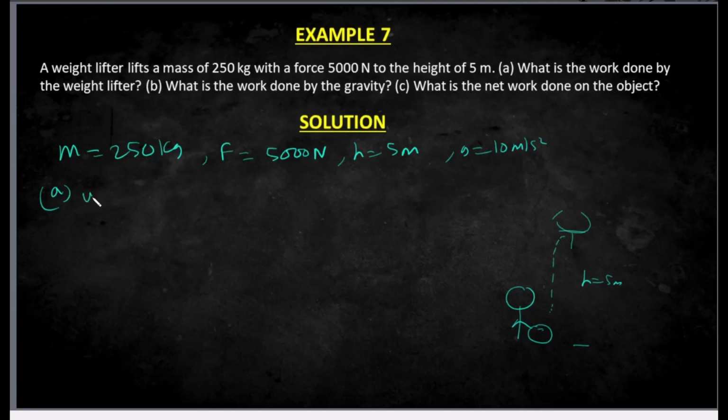So the work done is going to be force times the displacement, which is the h. The force the person uses, and the height to which it raises up. And this is a force done by the weightlifter, not by gravity. So the force is 5,000 and the height is 5. When you multiply the two, you are going to get 25,000 joules. You see, a very huge work has to be done to lift this load to a height, because you are going against gravity.